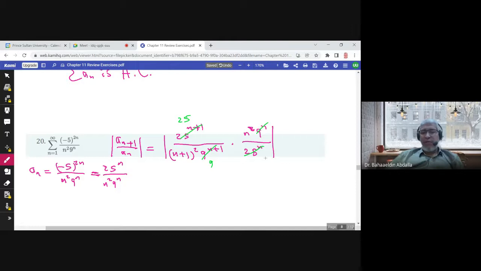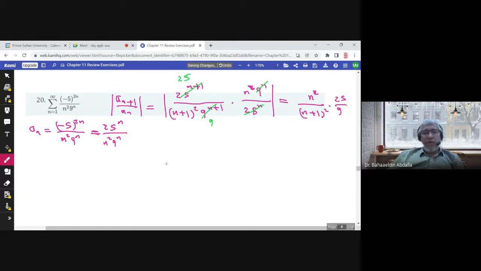So the limit, this will go to n square. Okay, let me just write all the steps. It will be equal to n square over n plus 1 to the power 2 times 25 over 9. So the limit of absolute value of a_{n+1} over a_n, let me write immediately, we have 25 over 9 times n square over n plus 1 square.